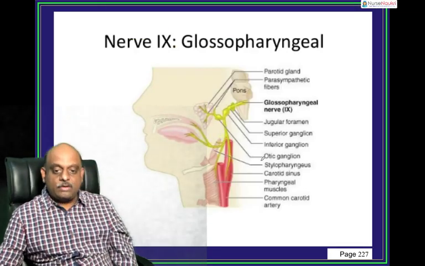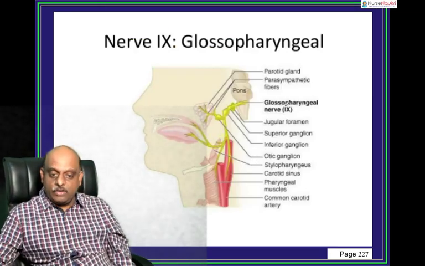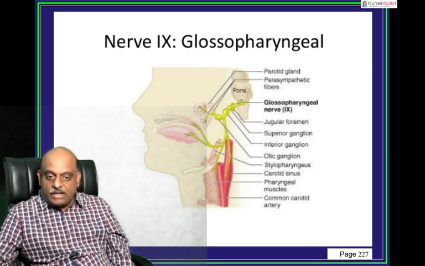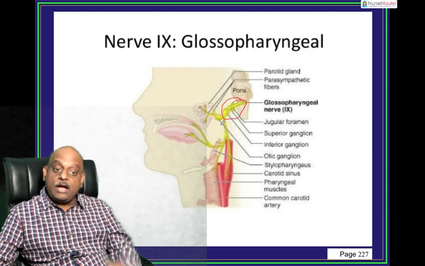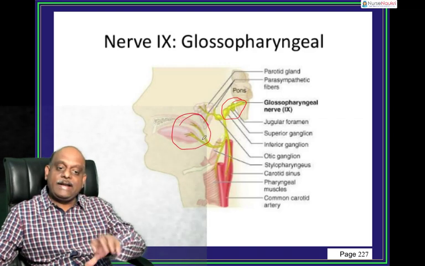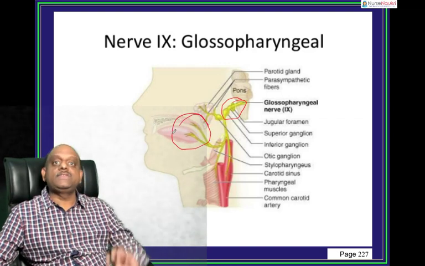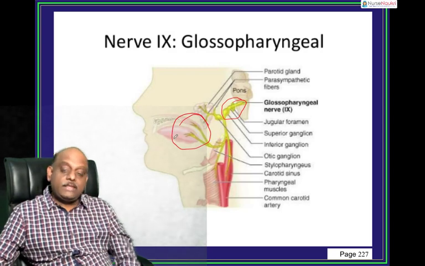So once more, to get a good clarity, you can see the glossopharyngeal nerve, the ganglia of it, and how the fibers are ultimately getting distributed to provide the sensory supply to the posterior one-third of the tongue.